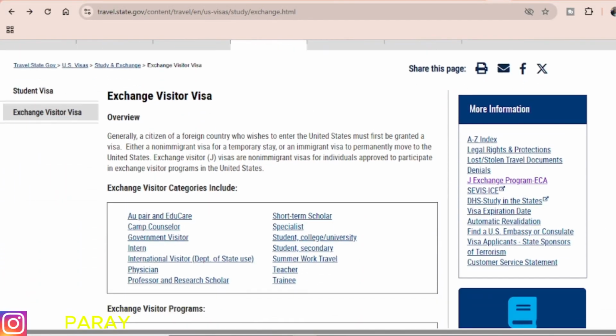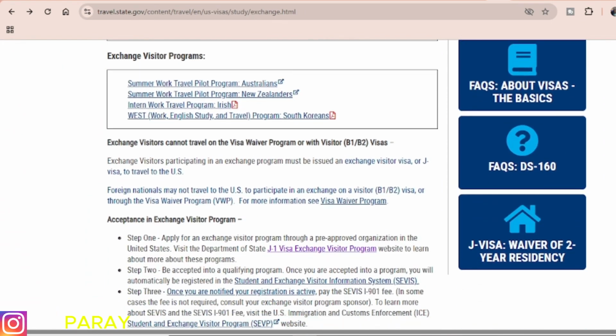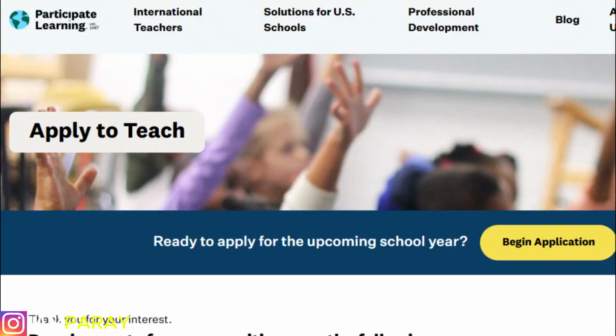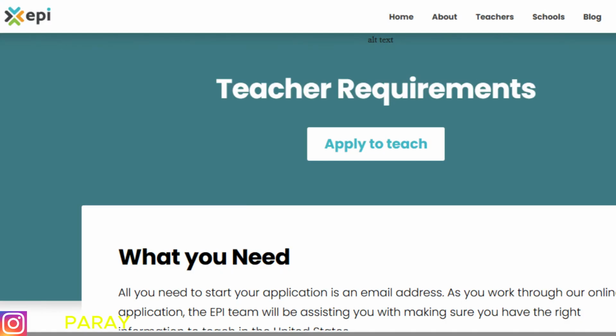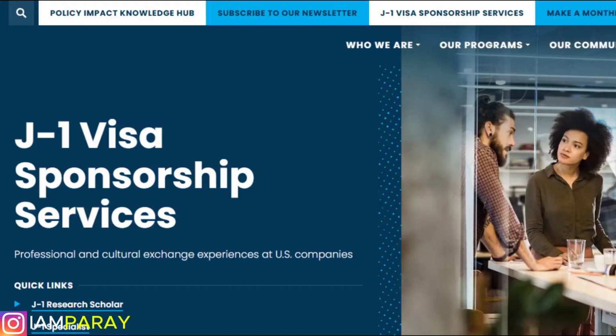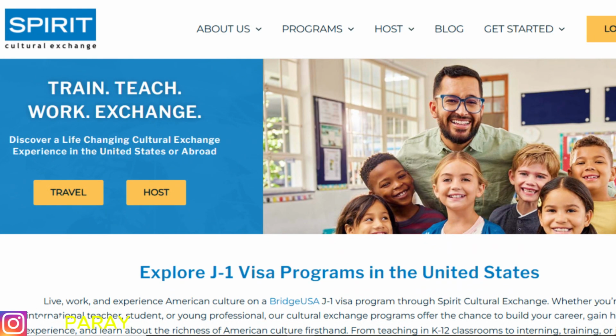Number two, apply through a J1 visa sponsor. This is one of the main routes for international teachers. It's the J1 teacher program. Number three, you can apply through organizations designated by the U.S. Department of State to sponsor exchange visitors. These organizations can help match eligible teachers with participating schools and handle the visa sponsorship process. Some designated sponsors include Participate Learning, Educational Partners International, that is EPI, and then you have Cultural Vistas and Spirit Cultural Exchange. These are all organizations designated by the U.S. Department of State to sponsor exchange visitors.